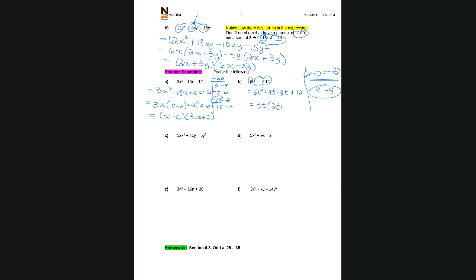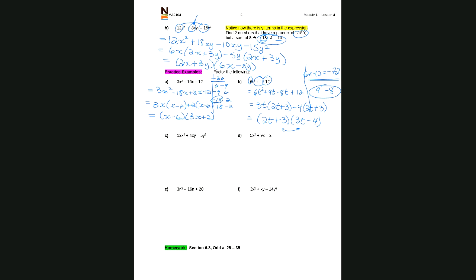Okay, and then do our common factors. Okay, now it doesn't matter which bracket comes first here. You can write the 3t minus 4 first, and that applies to every question.